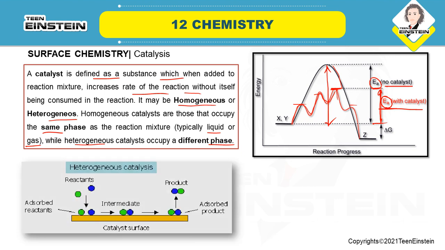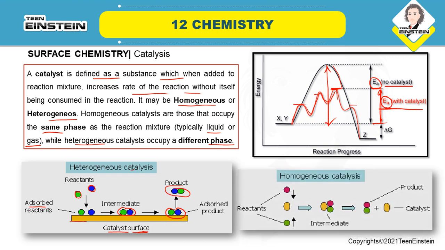So this is the example of a heterogeneous catalyst. Here we have a solid catalyst which has some surface. The reactant molecules, this green particle and the blue particle, are first adsorbed on the surface of the catalyst. Some intermediate is formed, and after the intermediate formation, this is the adsorbed product. And finally there will be the desorption process, so the product will be removed.